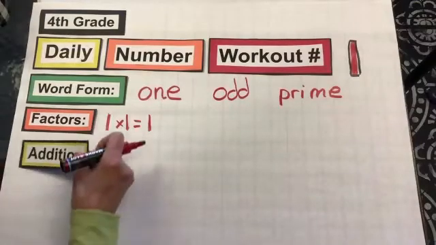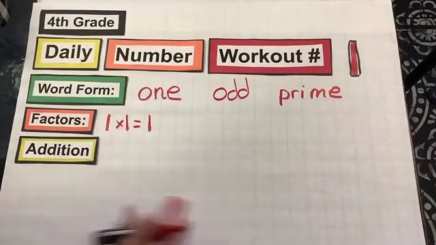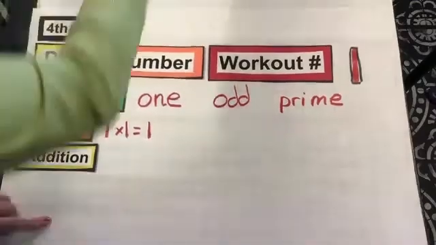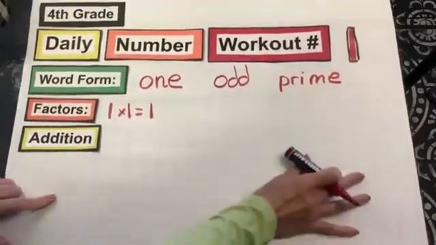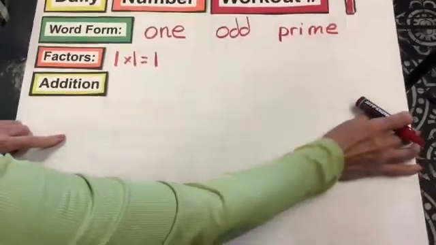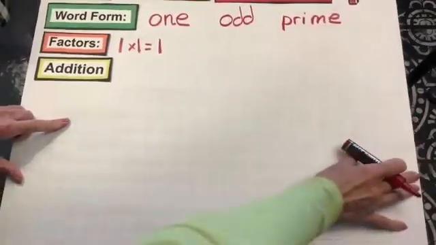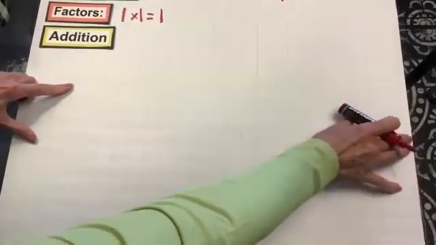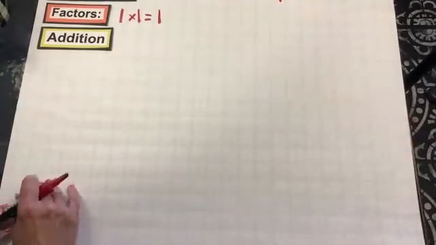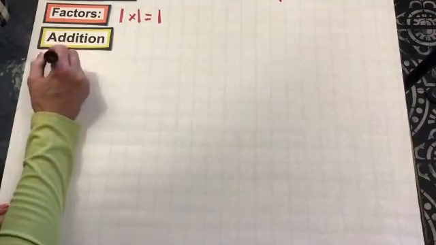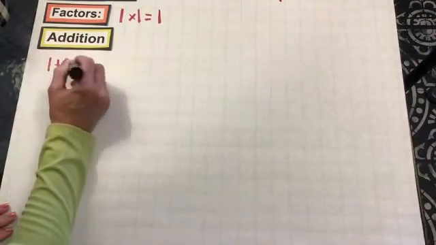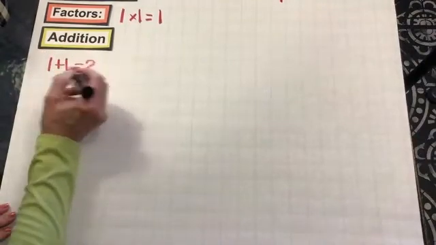All right, then we're going to come down here to addition. So our next category will be addition, and you're like, wow, that's easy. Addition's easy. So let's just move our paper up so we have plenty of room to see the addition. So we're just going to add, pretty easy, 1 plus 1 equals 2.